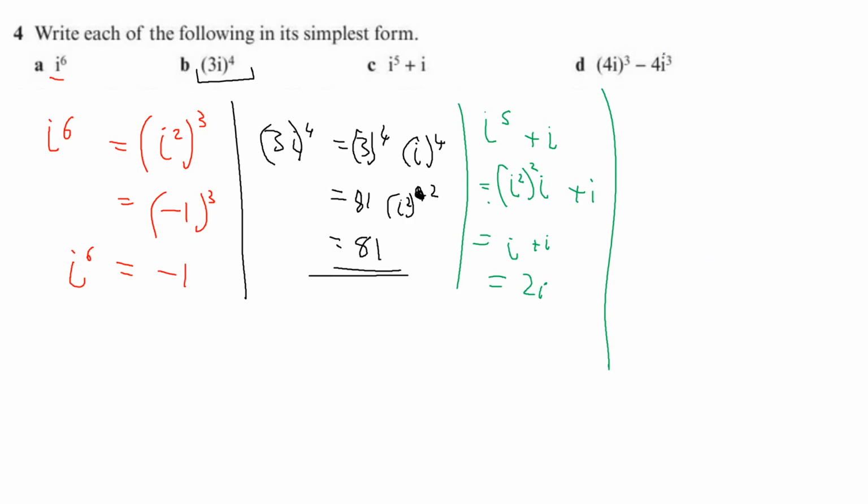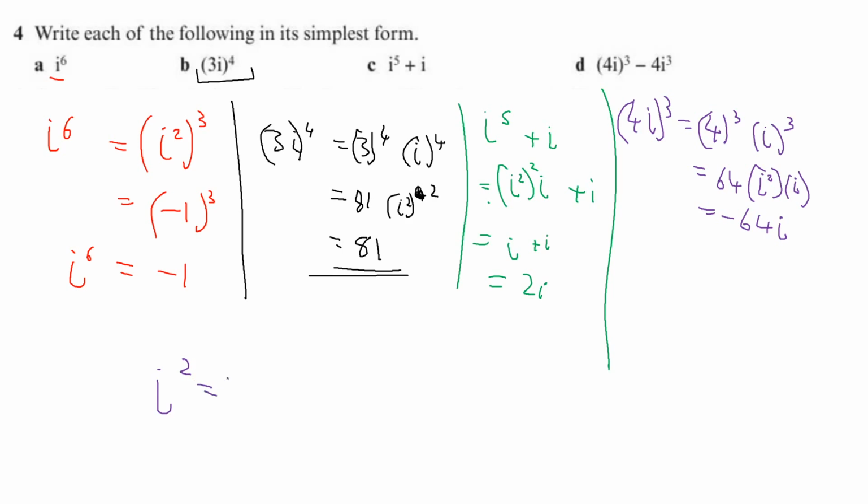Okay? And finally, let's look at part D. For part D, we have 4i cubed minus just 4i cubed. 4i all cubed is the same as 4 cubed times i cubed, which is the same as 64 times i squared times i, which is the same as minus 64i. Why? Because i squared is minus 1.